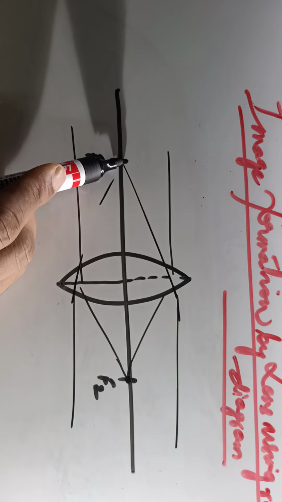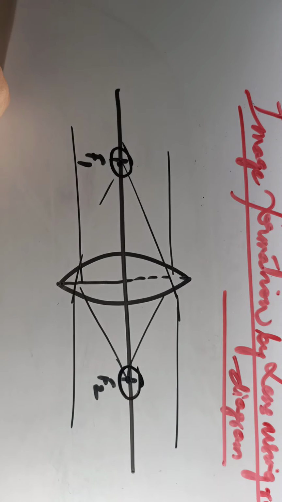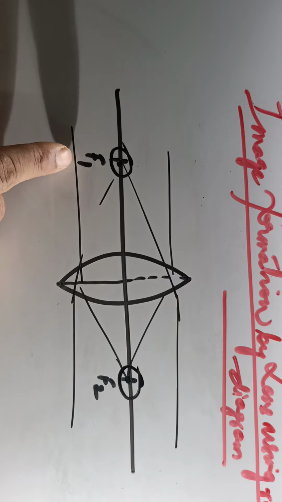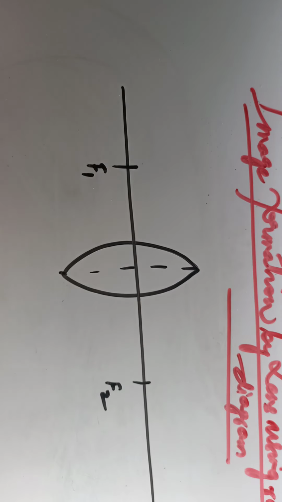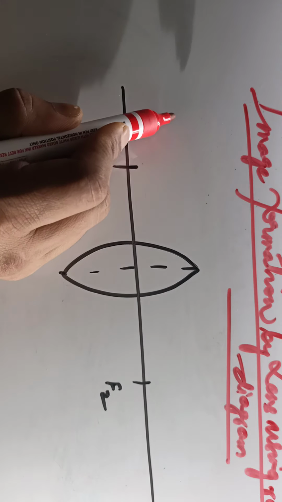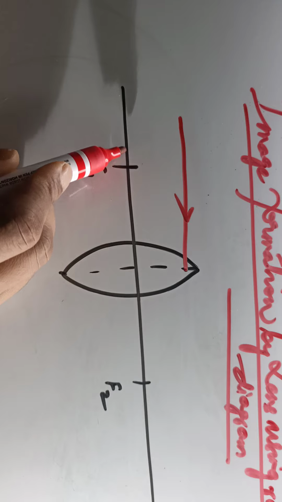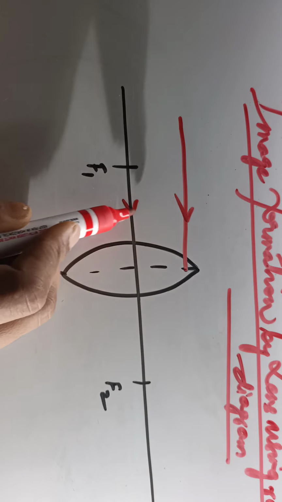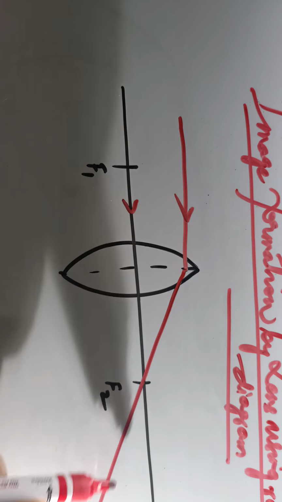So that is why in case of lenses we have two principal focus. Please keep that in mind, f1 over here and f2 over here. So let's look at rule number 1. What is rule number 1? A ray of light which is traveling parallel to the principal axis, after refraction will pass through the focus.